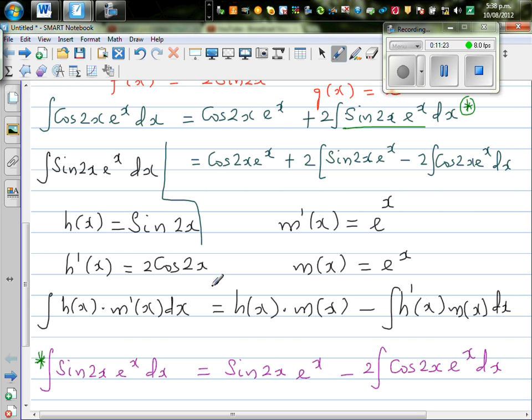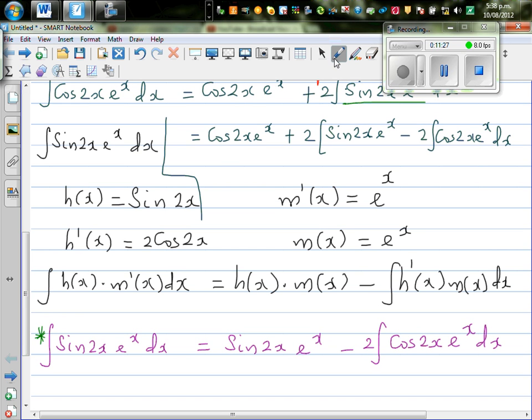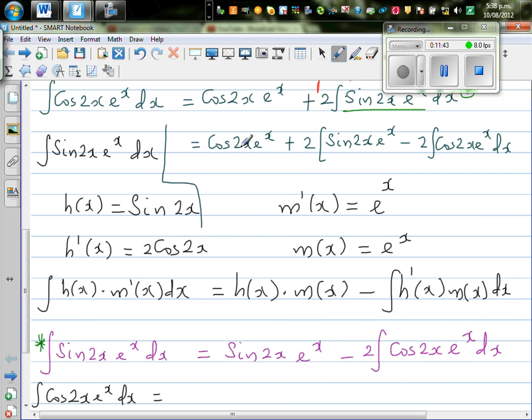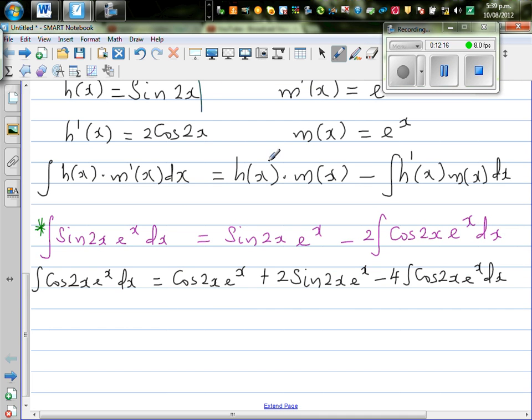Now I want to write the whole thing again so that I can see what I'm writing. So this is the question. I'll write the whole thing. So the integration of cos 2x e to the power x dx is equal to, let me scroll this slightly up, cos 2x e to the power x plus, I'll expand this, 2 sine 2x e to the power x, and this minus 2 times negative 2 is minus 4 integration of cos 2x e to the power x dx. This is really amazing. Can you see this is repeated? This and this is repeated.